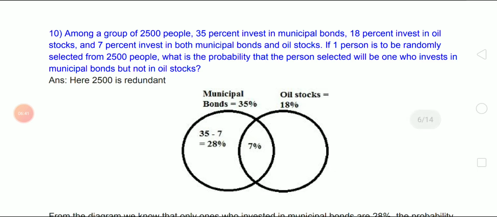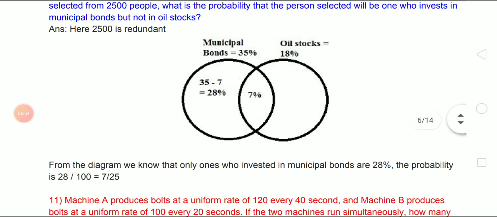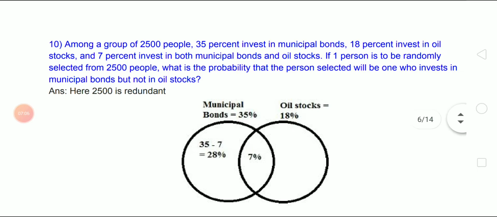Among a group of 2500 people, 35% invest in municipal bonds and 18% invest in oil stocks, 7% invest in both municipal bonds and oil stocks. Same question that I explained previously, you will get the same thing here as well. And if one person is to be randomly selected from 25,000 people, what is the probability that the person selected will be one who invests in municipal bonds but not in oil stocks?